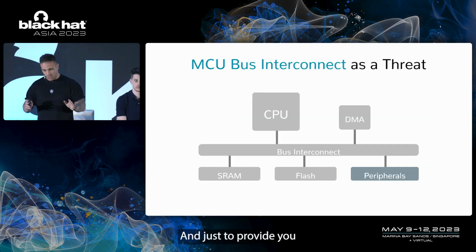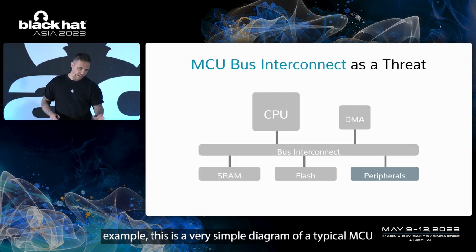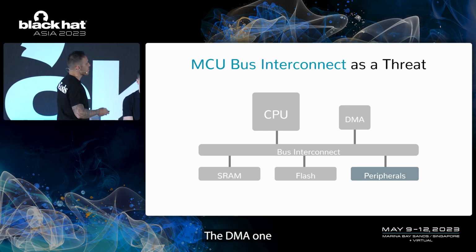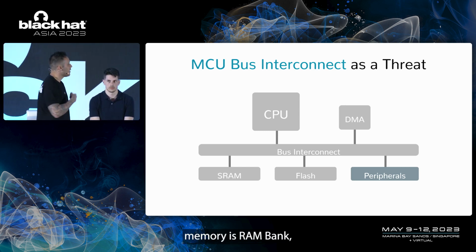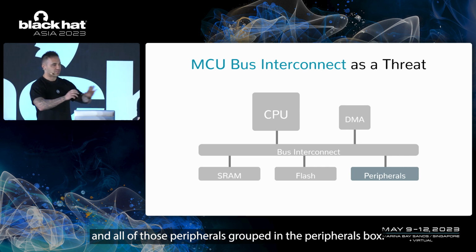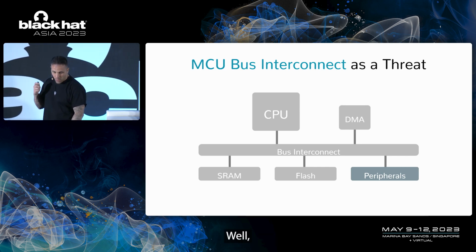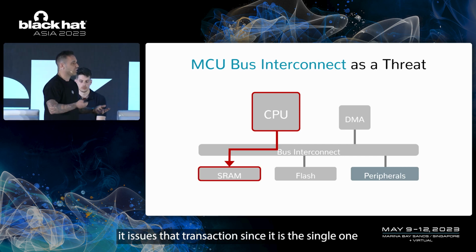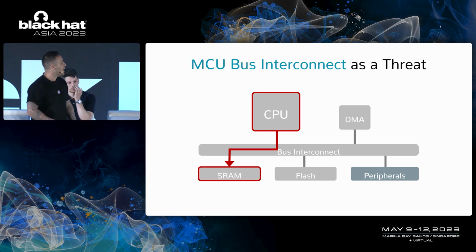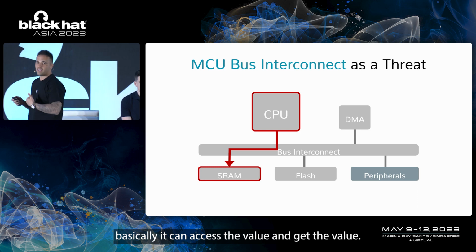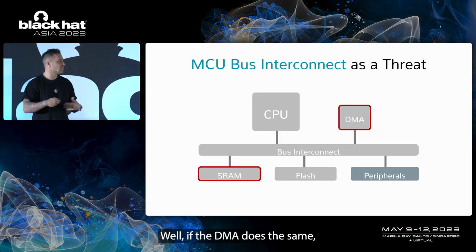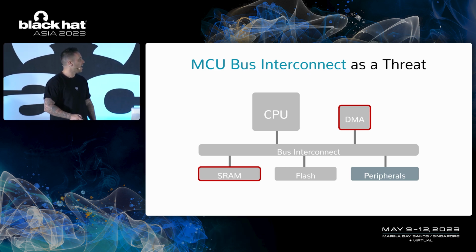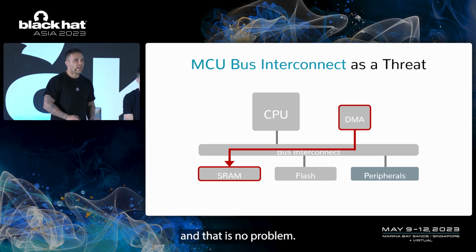And just to provide you a clearer example, this is a very simple block diagram of a typical MCU with a CPU, a DMA, one SRAM memory bank, one flash, and all of the peripherals grouped in the peripherals box. If the CPU wants to access a value in memory, it issues a transaction. Since it is the only one going through the bus, it can access and get the value. If the DMA does the same while the CPU is not performing any load or store operation or is simply sleeping, the transaction is issued through the bus and there is no problem.